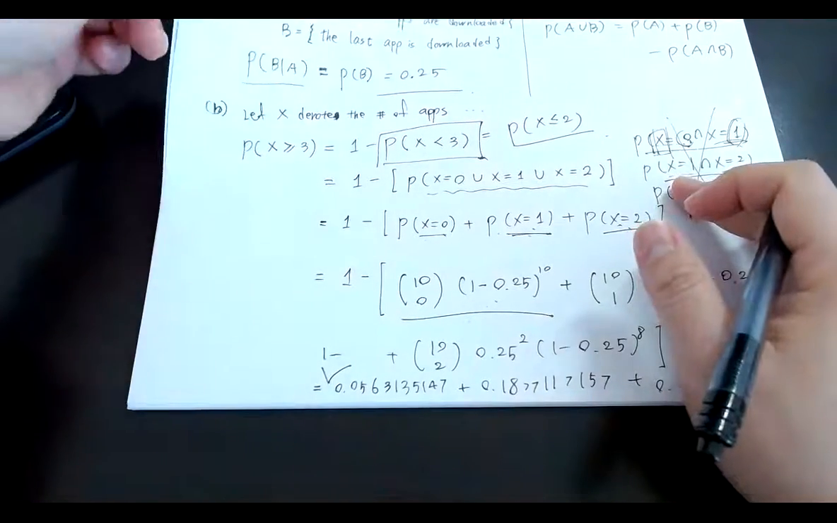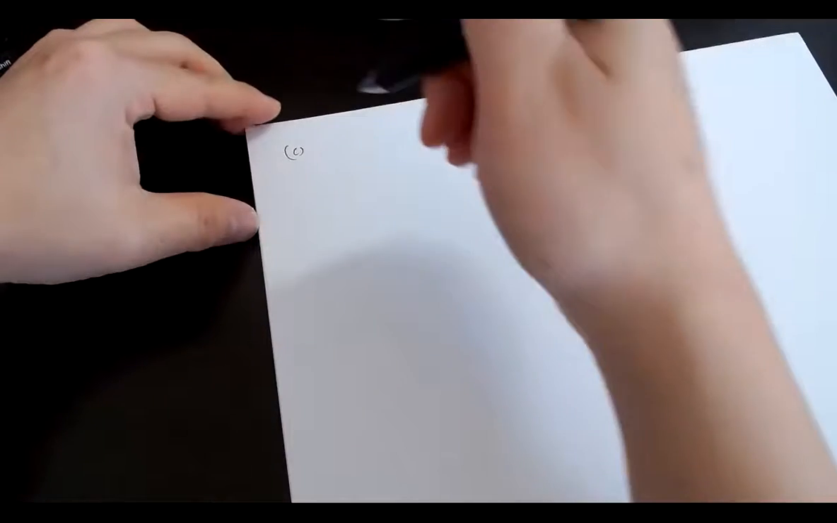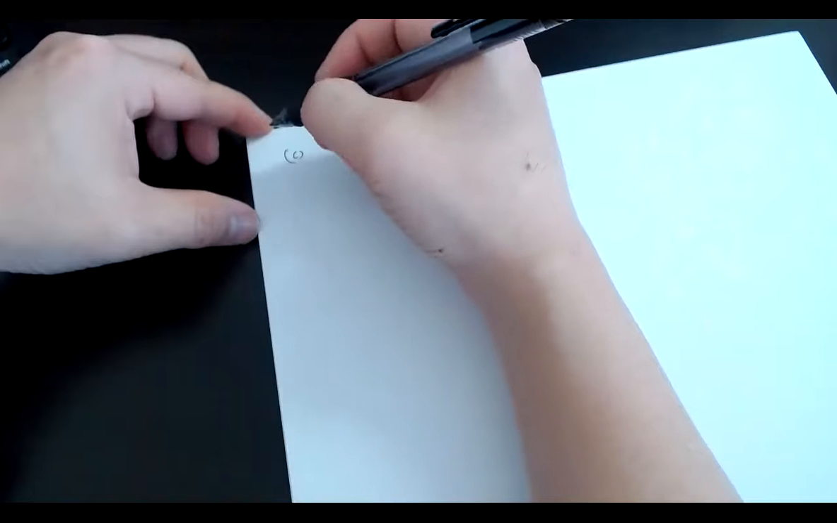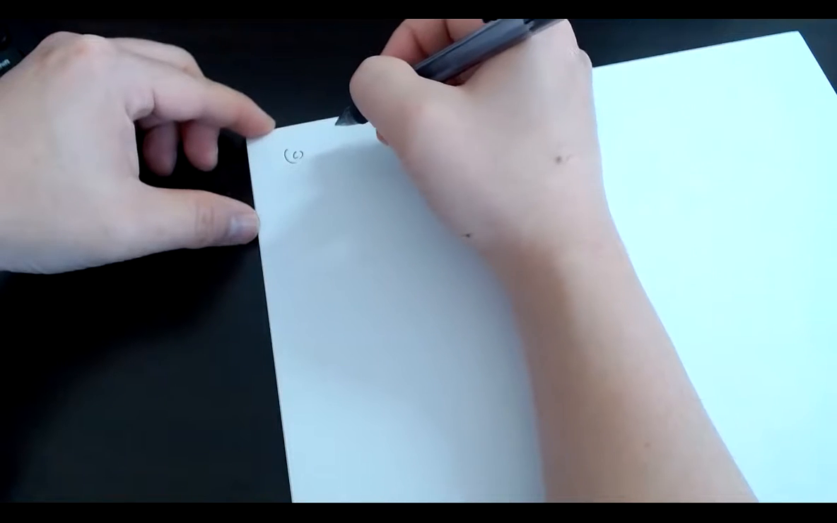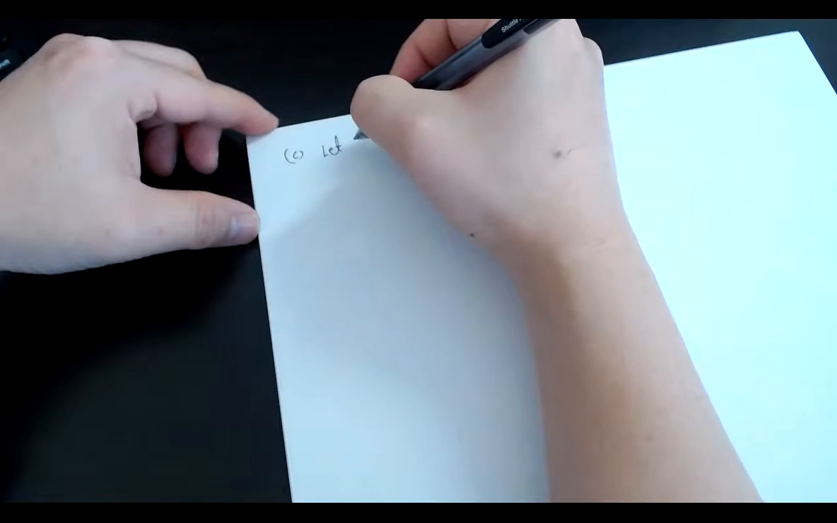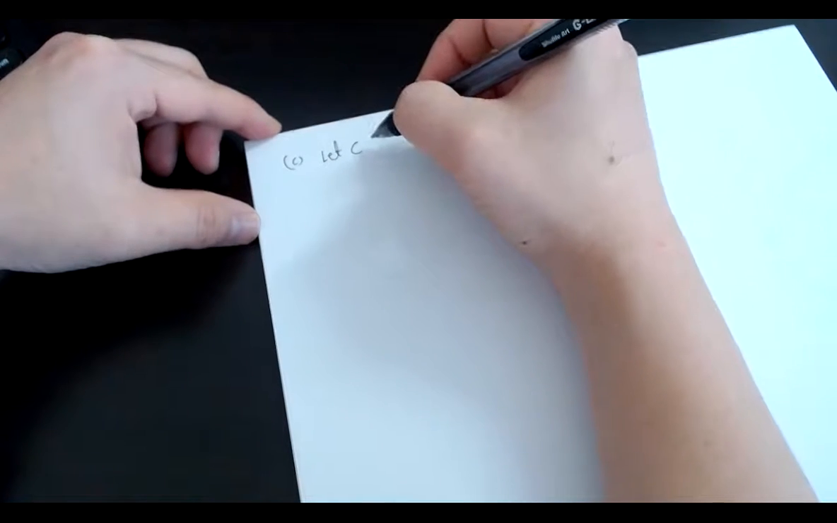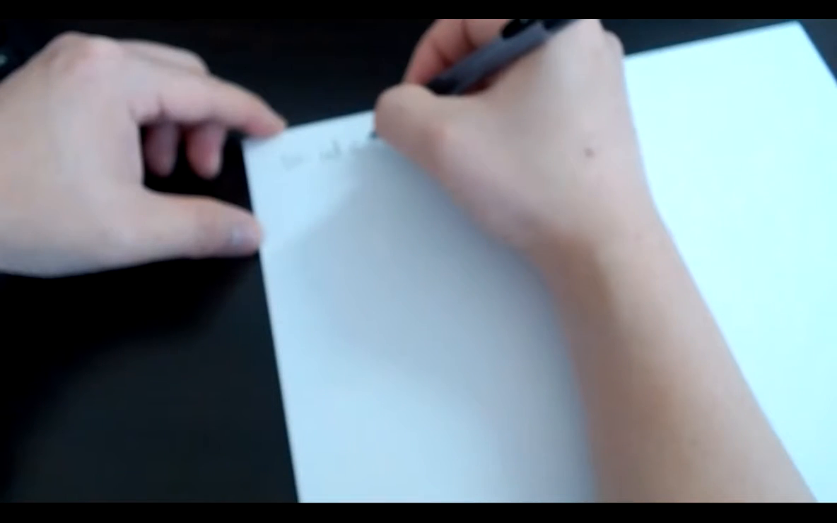So the last question, C, in problem 1. Question C. What is the probability that app 1 or app 2 is downloaded? So now we need to figure out, let's say, let C denote that app 1 is downloaded.